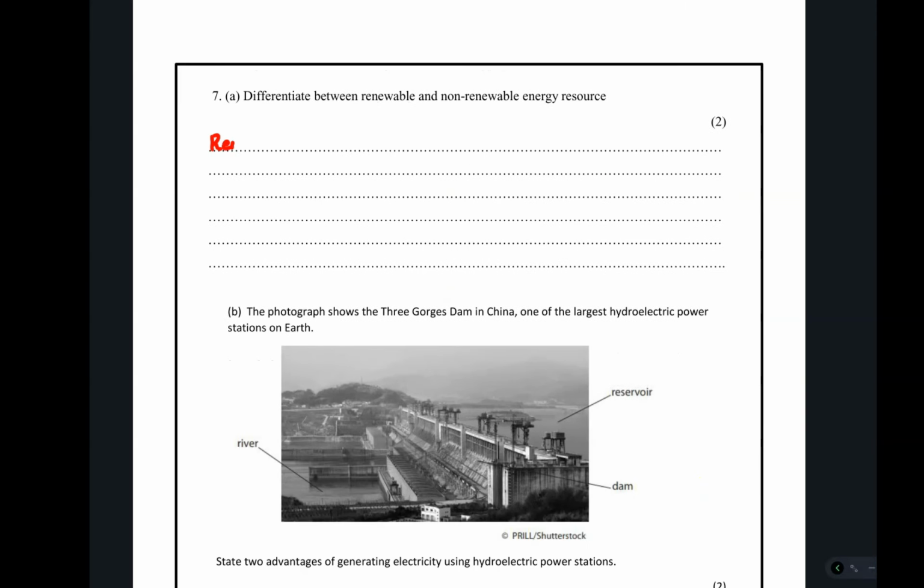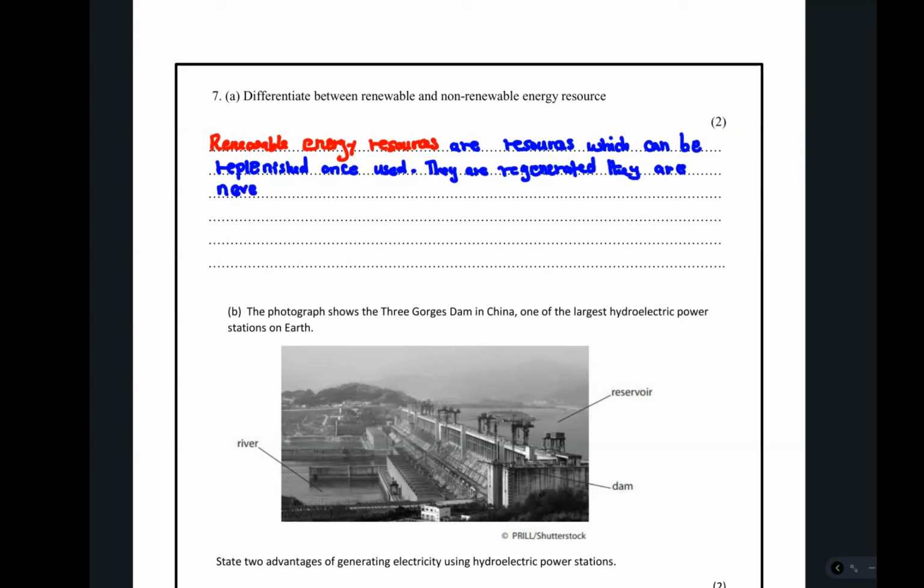Differentiate between renewable and non-renewable energy resources. When we are talking about renewable and non-renewable energy resources, these are two energy resources that we discussed in our lessons. We say that energy resources that do not deplete, that can never be finished, that can never be used up, are renewable energy resources, which we can define as energy resources which can be replenished once used. They are regenerated naturally. They are never used up.